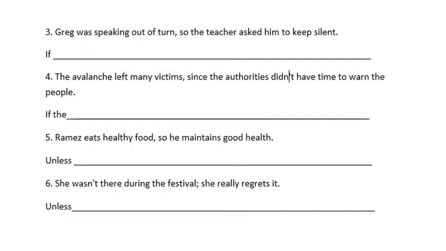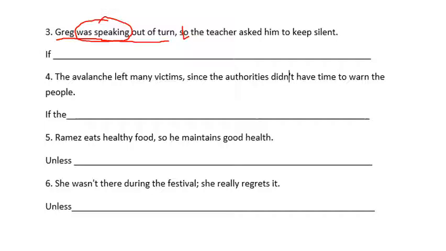Greg was speaking out of turn, so the teacher asked him to keep silent. Step 1: the cause is Greg was speaking out of turn. Was speaking becomes had been speaking. Past progressive becomes past perfect progressive. If Greg hadn't been speaking out of turn, the teacher wouldn't have asked him to keep silent.